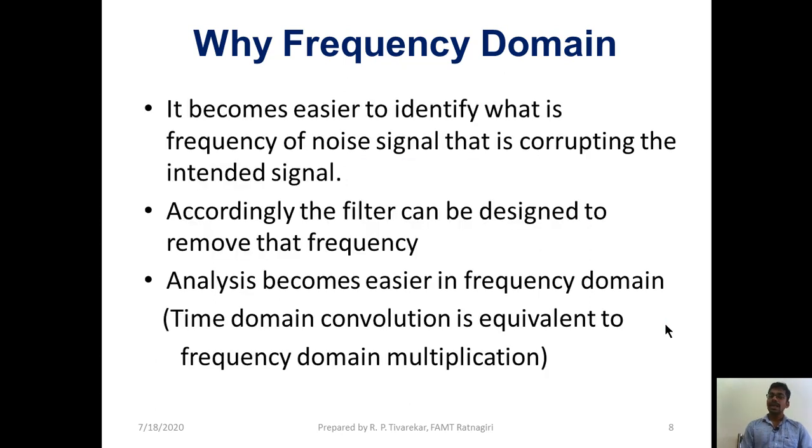Similarly, analysis becomes easier in the frequency domain. If you have learned any transform, you might have seen that time domain convolution is equivalent to frequency domain multiplication. So this is the reason analysis becomes easier. Take a simple product in the frequency domain and then take the inverse transform, and you get a result the same as the convolution result. So because of these obvious reasons we go for frequency domain processing.